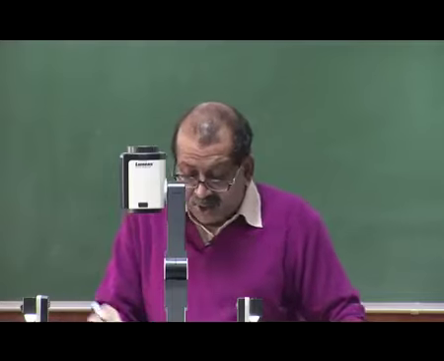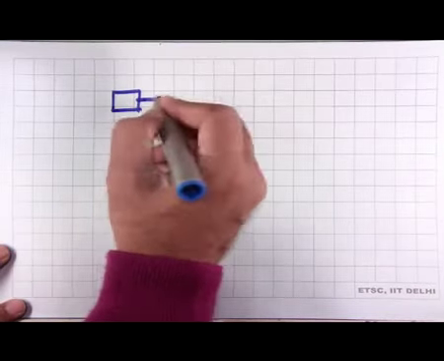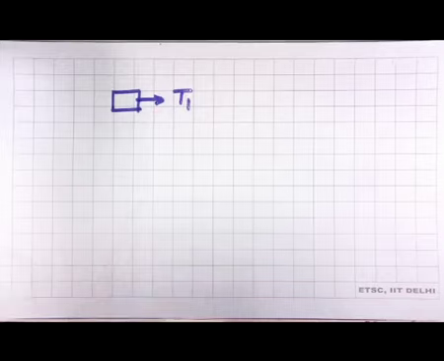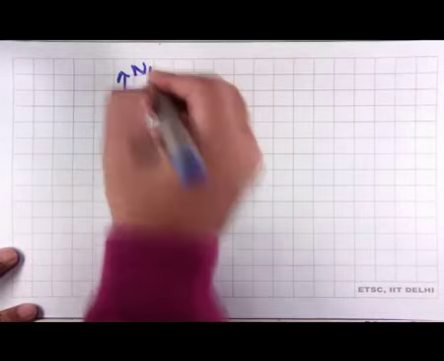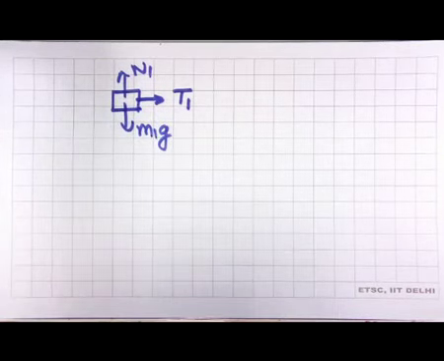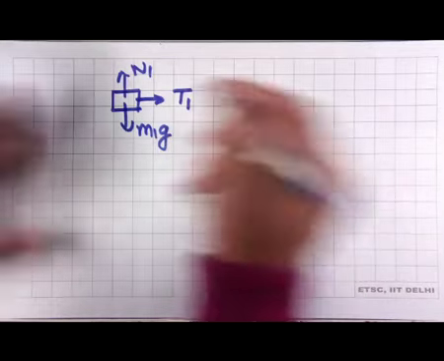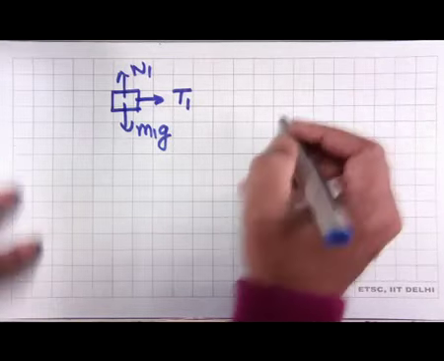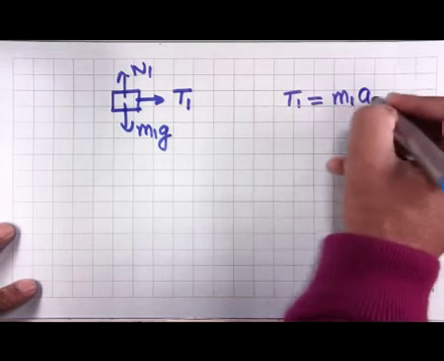Then we go to body 1. For body 1, we have the string force being applied here, T1, and then we have of course N1 and M1G which are not relevant, and this is the only force we have. So, in the x direction, when we apply Newton's law, we get T1 is equal to M1 A1.